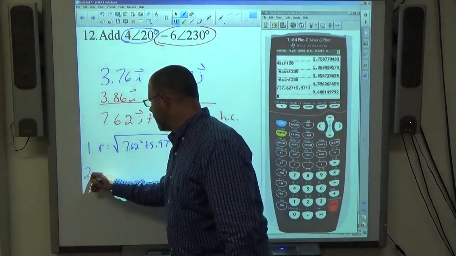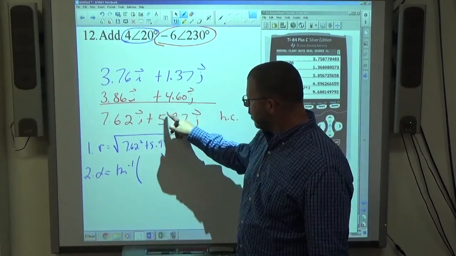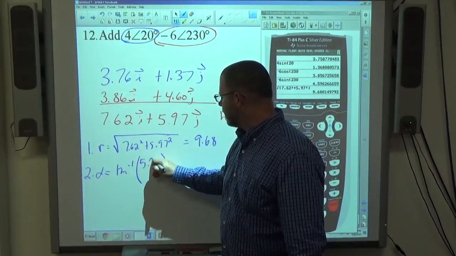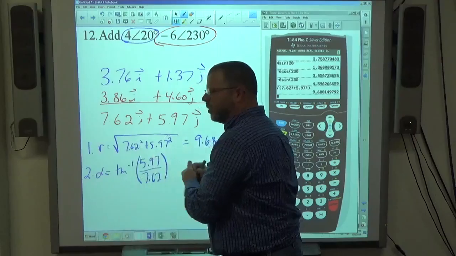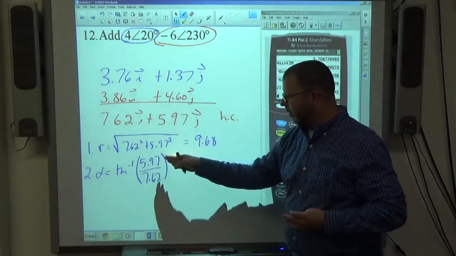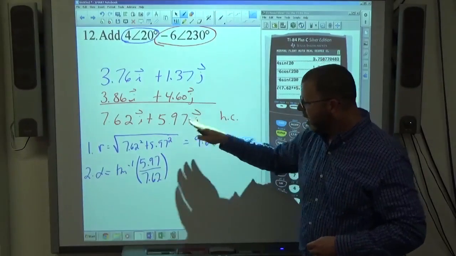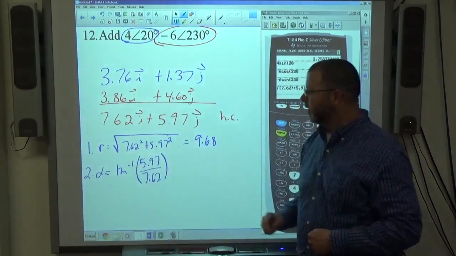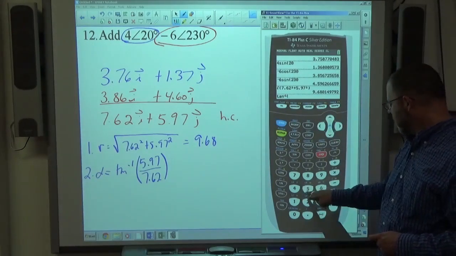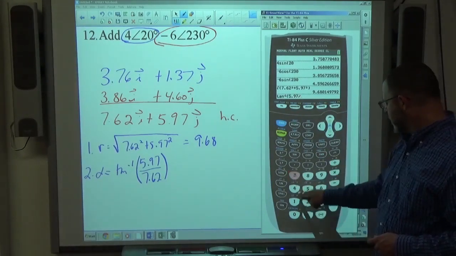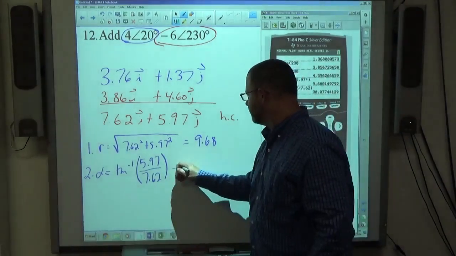Step 2, alpha equals inverse tangent of the vertical over the horizontal. So 5.97 over 7.62. Again, this is an absolute value expression in the technique, so minuses don't matter. Again, there's only positives here anyway, but if there's a negative on the test, absolute value, so pretend everything's positive in this step. Inverse tangent, so second tan, make sure it says tan negative 1. 5.97 divided by 7.62 comes out to 38.08 degrees.